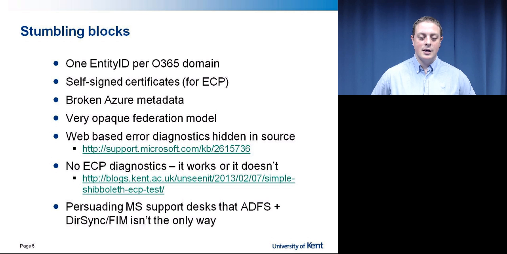Also during testing, we discovered that in order to use ECP, which is the backdoor mechanism for the rich clients to be able to provide authentication, so that's things like IMAP, ActiveSync for mobile devices and stuff, for that to work, the certificate that you expose on your HTTPS endpoint has to be one that a browser would trust.